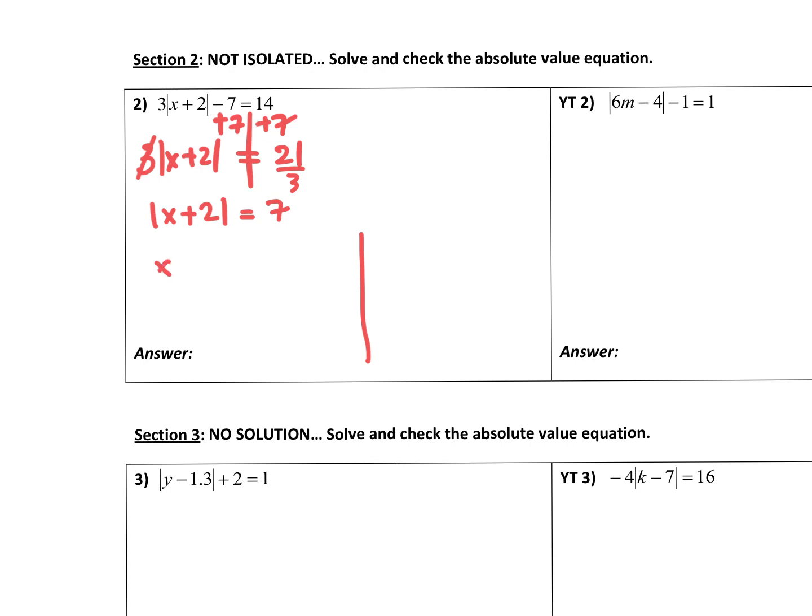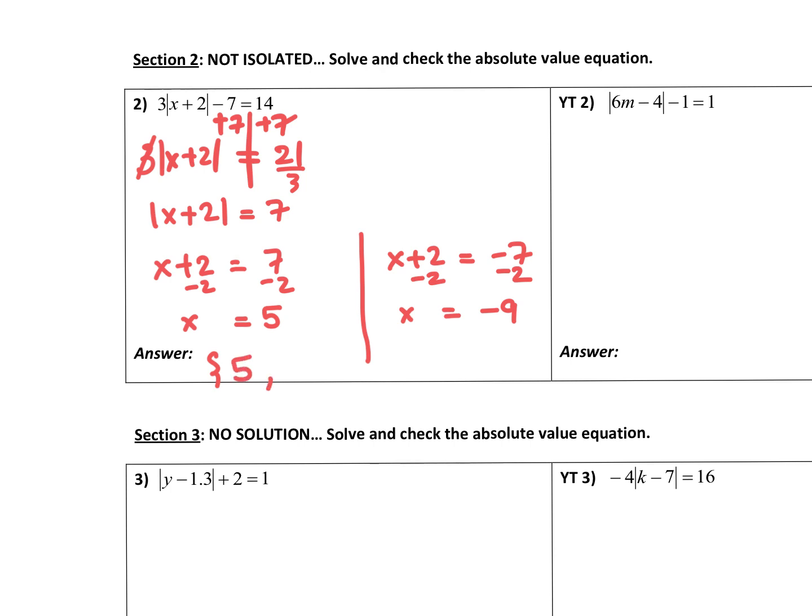The first one is to drop the bars and rewrite the whole thing, right? The second one will be to drop the bars, but the other side will be negated. So 7 will become -7, okay? And then we do the math, right? Minus 2 on both sides. So the first equation gives x equals 5, and the second, minus 2 on both sides, gives x equal to -9. So the 2 answers will be 5 and -9 in the notation. Okay, and I'll let you do the work on the right side.